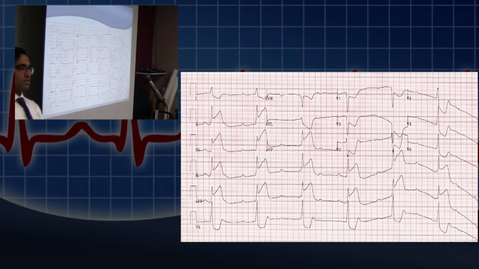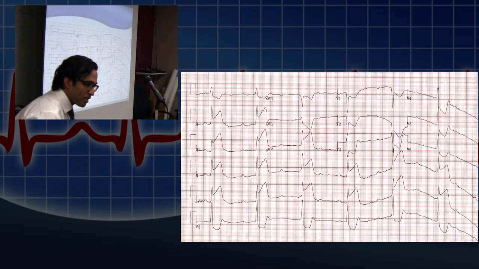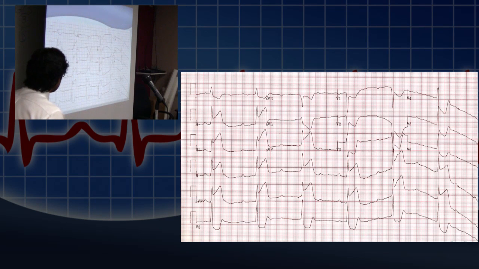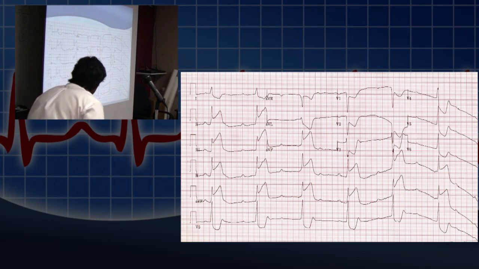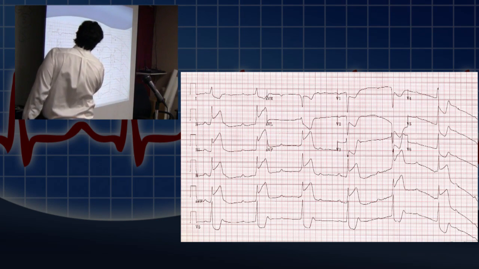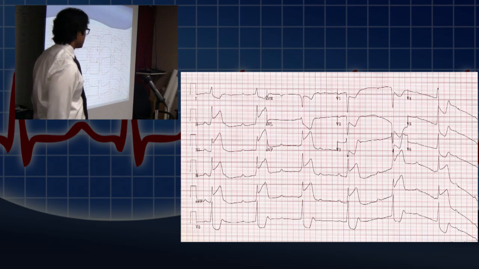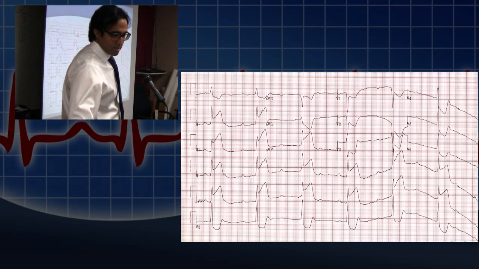Whoa. Yeah. What's going on there? What's going on with the rhythm there, though? What kind of rhythm is that? Yeah, you got complete heart block, right? All right. Okay. That's a diesel rip. All right. So now what?